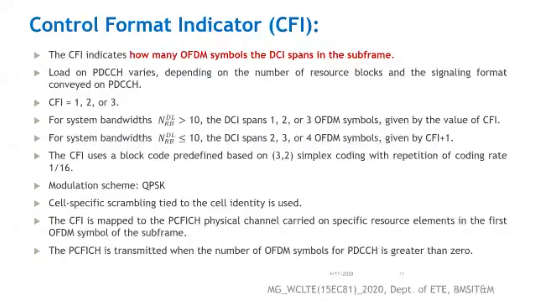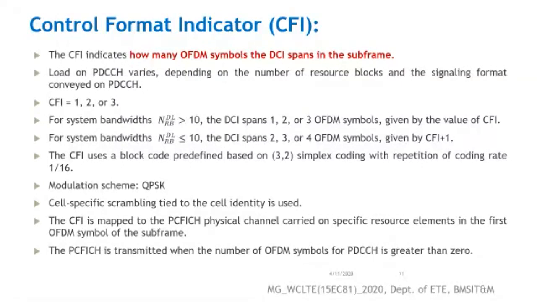So what type of channel coding does the CFI use, and what type of modulation? This CFI uses a block code based on 3,2 simplex coding with repetition, coding rate 1/16. For 1 bit I get 16 bits as output. And the type of modulation scheme used is here also QPSK. Even in the previous case, that is in PDCCH, the modulation used is QPSK, right? In addition to that, here it uses cell specific scrambling, which will be tied to the cell identity.